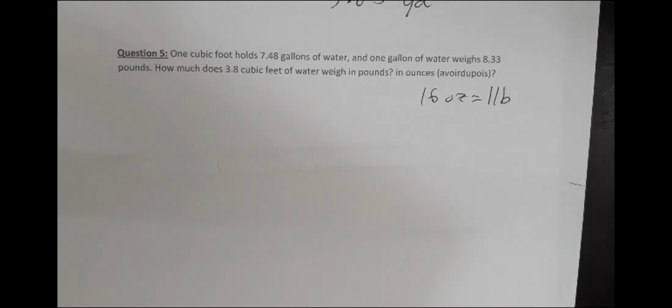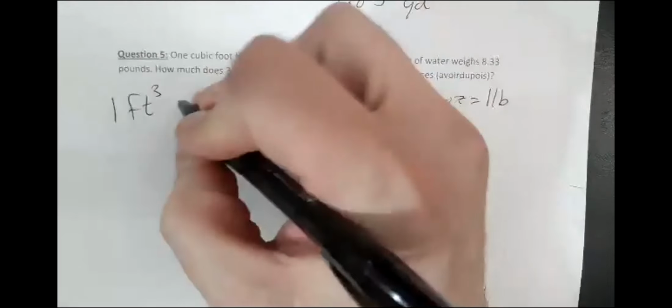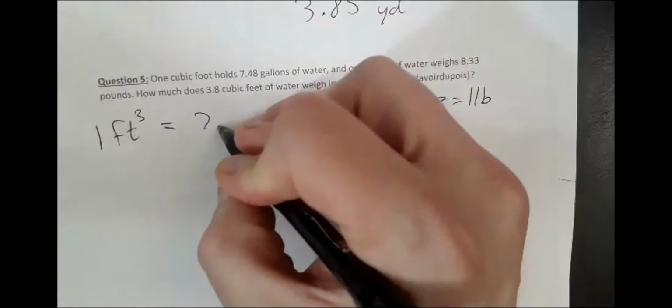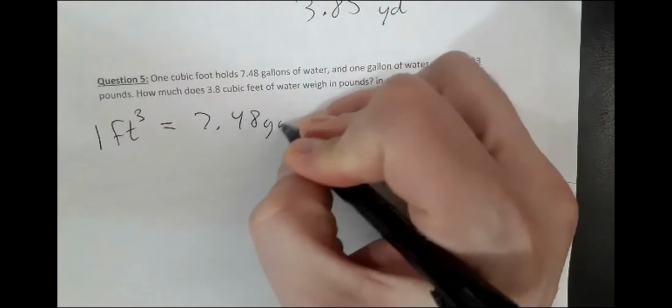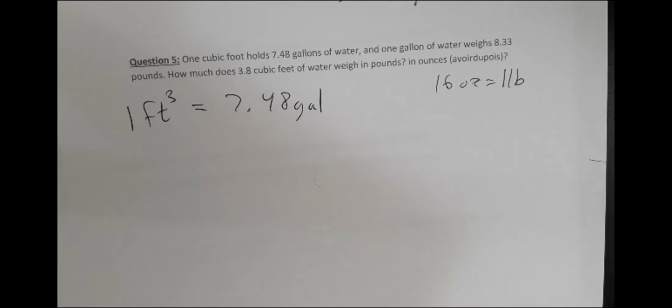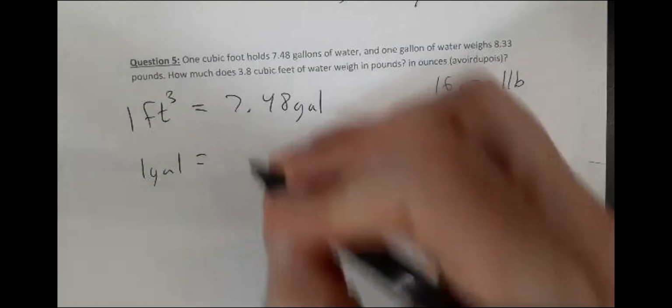So 1 cubic foot holds 7.48 gallons of water. So this is the thing that I would do. I would do 1 cubic foot, and this is my conversion factor that they're giving me. I don't really know how I'm going to set this up yet, but this is the sort of information you're picking out. If I have 1 cubic foot, it's going to give me 7.48 gallons of water, right? And if I have 1 gallon of water, so 1 gallon is going to be 8.33 pounds.